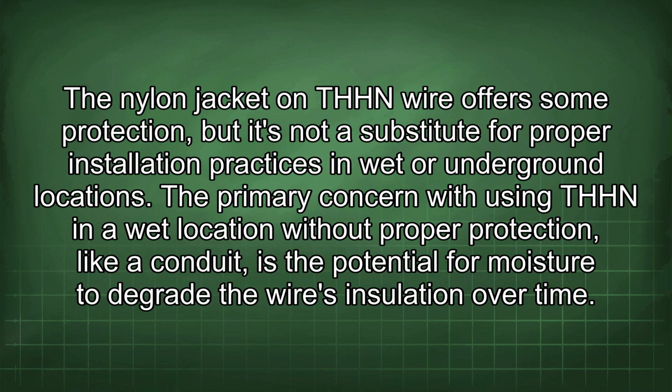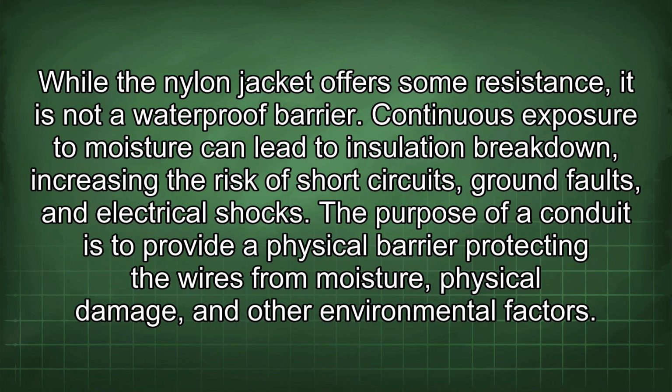The nylon jacket on THHN wire offers some protection, but it's not a substitute for proper installation practices in wet or underground locations. The primary concern with using THHN in a wet location without proper protection, like a conduit, is the potential for moisture to degrade the wire's insulation over time. While the nylon jacket offers some resistance, it is not a waterproof barrier. Continuous exposure to moisture can lead to insulation breakdown, increasing the risk of short circuits, ground faults, and electrical shocks.